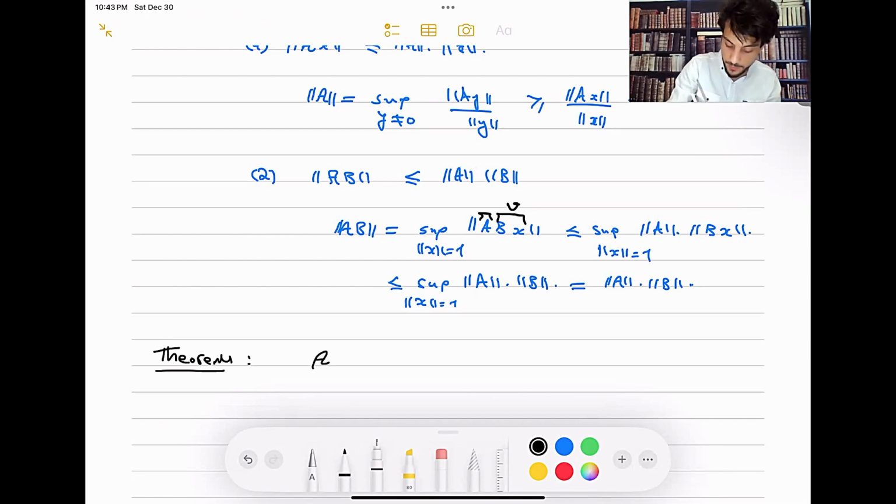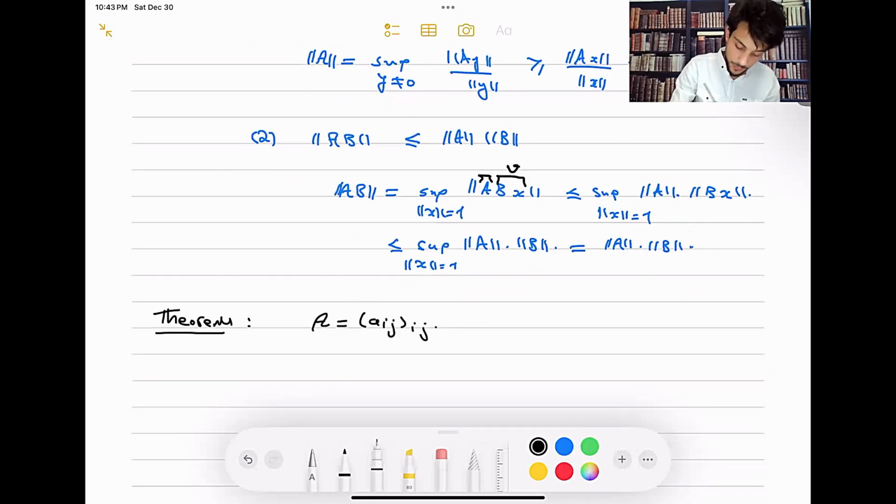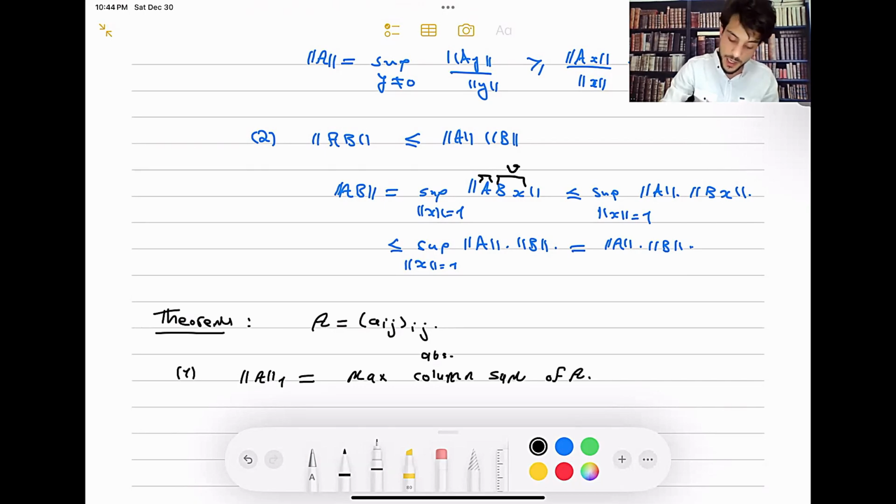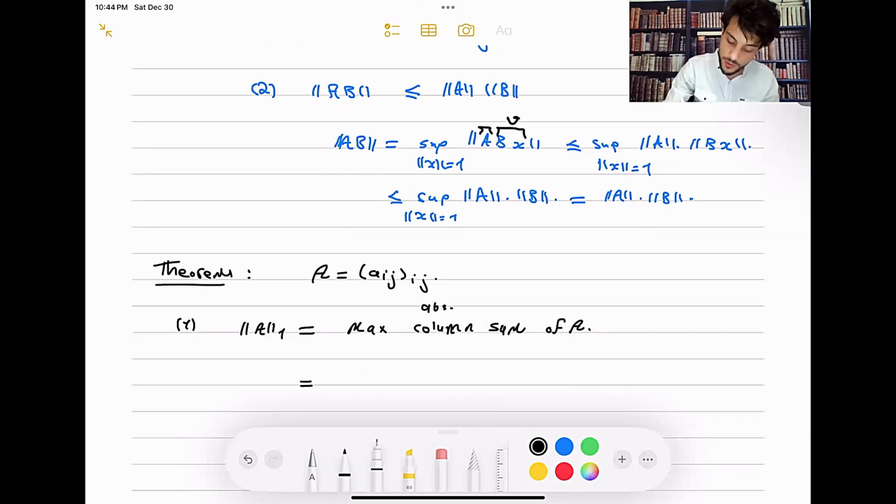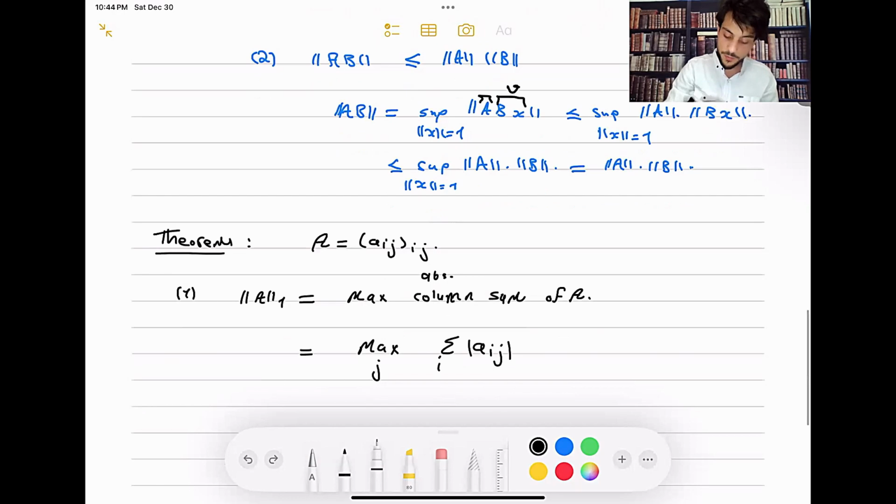Okay, if you're given a matrix A, say that is written as A_ij, then the first part of the theorem says that the one norm of A is the maximum absolute column sum of A. And what that means is that you take the maximum over all j's indexing the columns, and you sum the entries of each column over i. This is the first part of the statement.